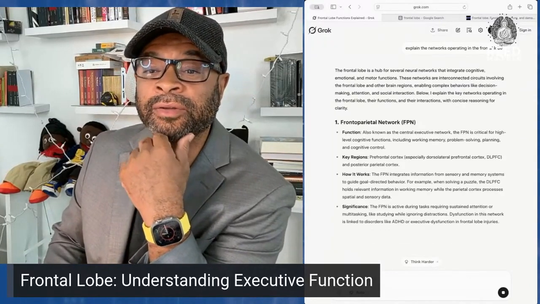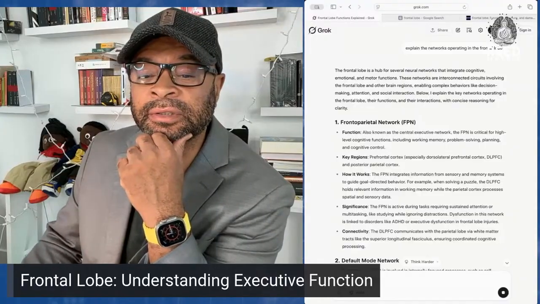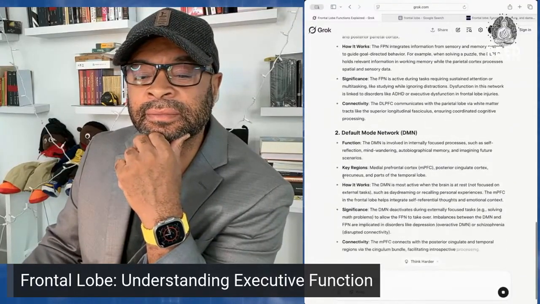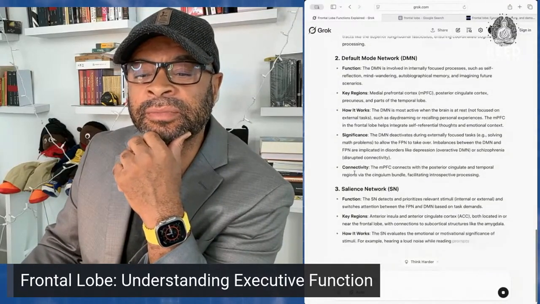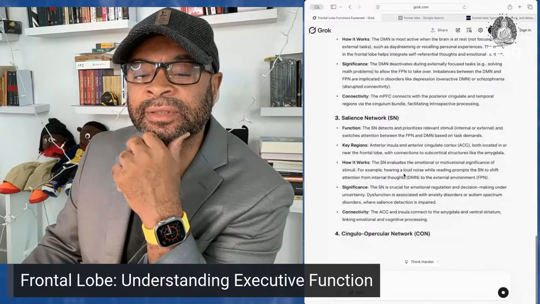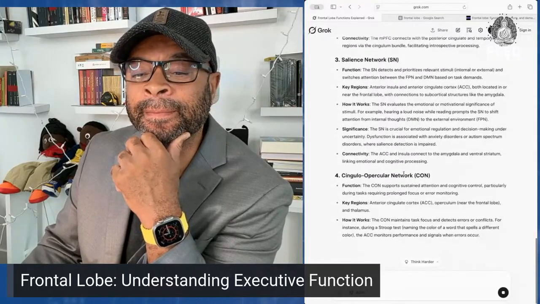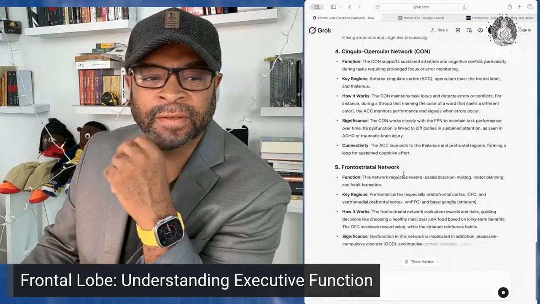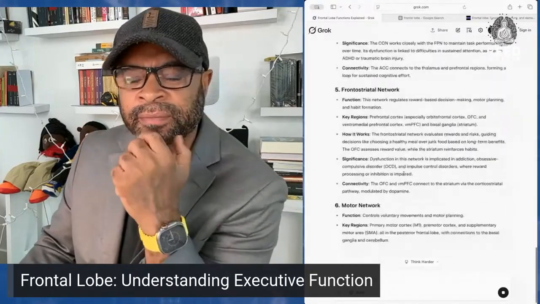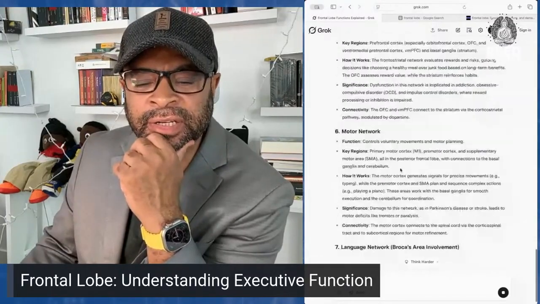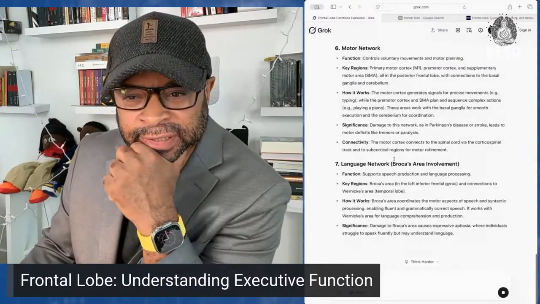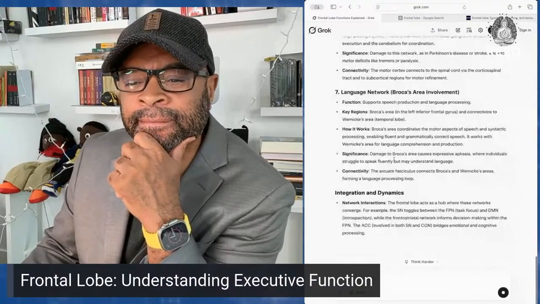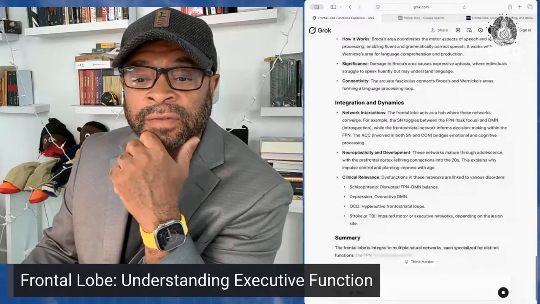The frontal parietal network, the default mode network, the salience network. I'm not sure if this is going to be what you guys are interested in as medical students, things like that. Oh, it's giving all the networks.